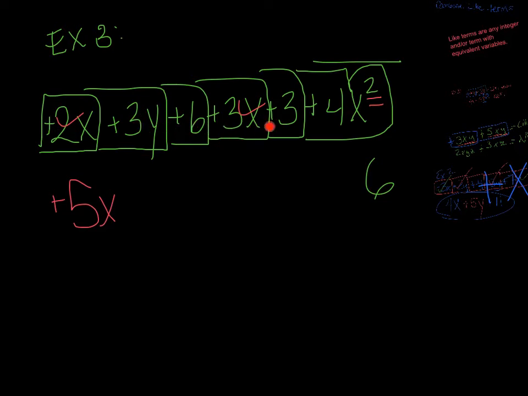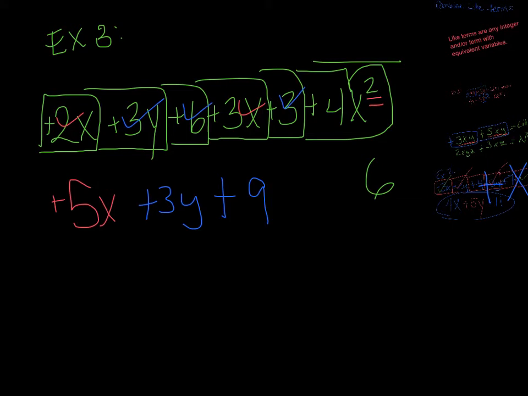Do we have any y's? No y's. So we just do a positive 3y. And then our last one, we look for anything else. Our next one is a constant, a positive 6. And we see any other constants? Positive 3, all right? So we get those together and we get a positive 9. It should have been a different color. And we check those ones off.